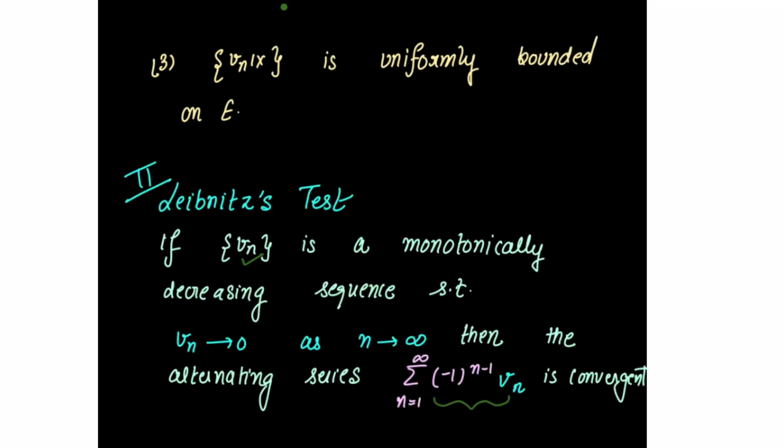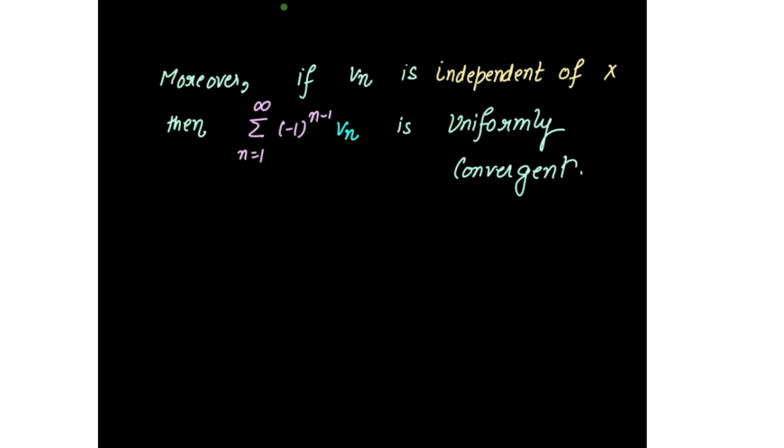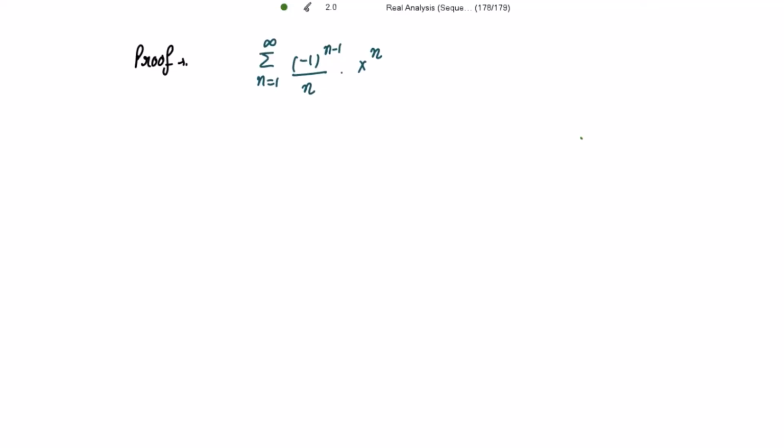Then there is the Leibniz test. This is also a very important test. If v_n is a monotonically decreasing sequence such that v_n tends to 0 as n tends to infinity, then the alternating series, that is the infinite sum of (-1)^(n-1) times v_n, is convergent. Moreover, if v_n is independent of x, then this alternating series is uniformly convergent. So we are going to use both these tests.